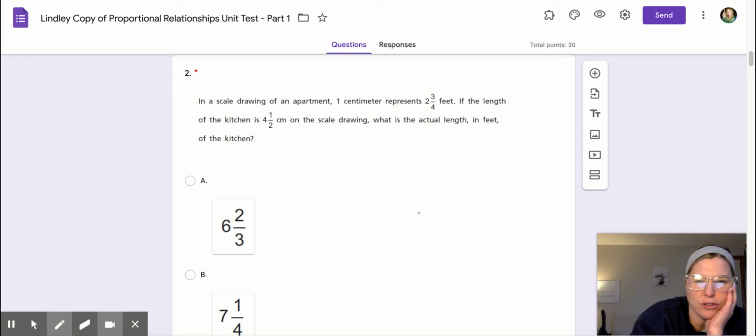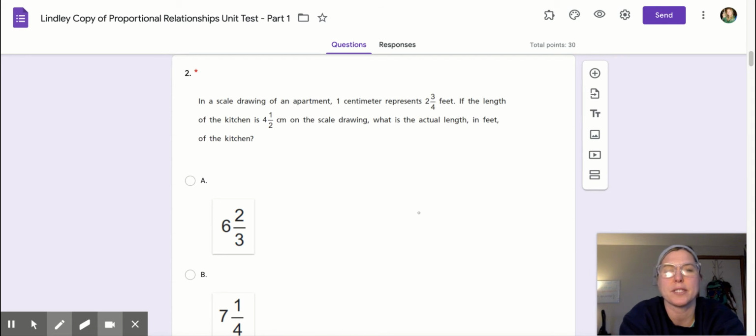Question number 2. In a scale drawing of an apartment, 1 centimeter represents 2 3/4 feet. If the length of the kitchen is 4.5 centimeters on the scale drawing, what is the actual length in feet of the kitchen? So you have 1 centimeter over 2 3/4 feet. Putting feet on the bottom. They're actually asking you what the length is in feet.